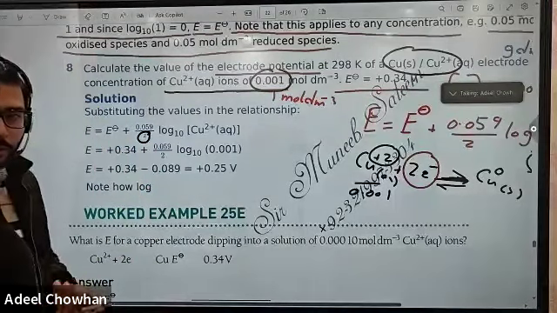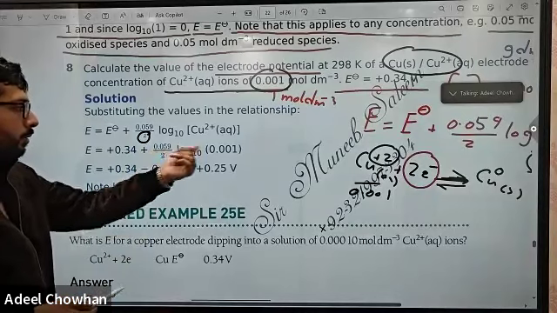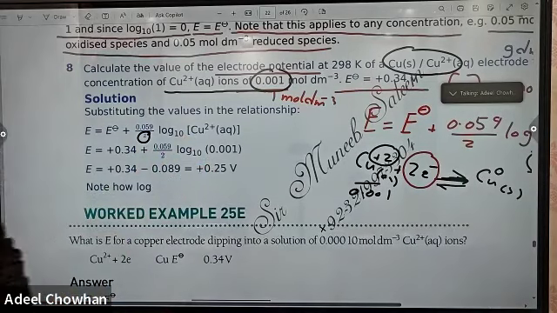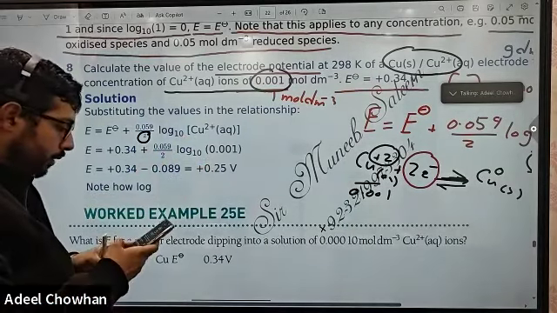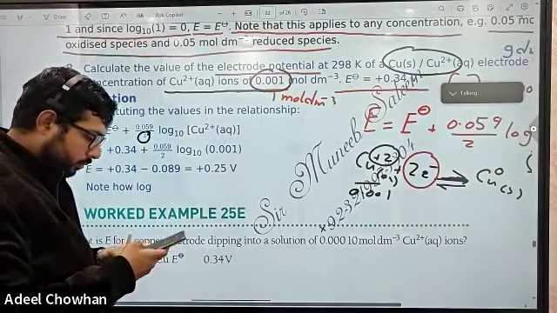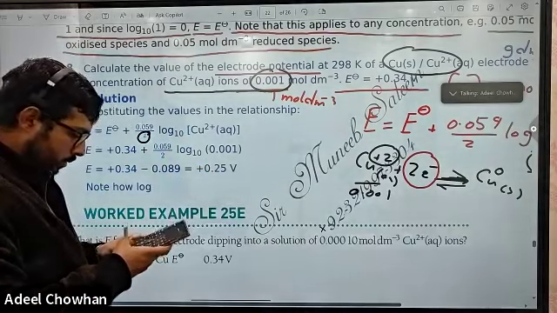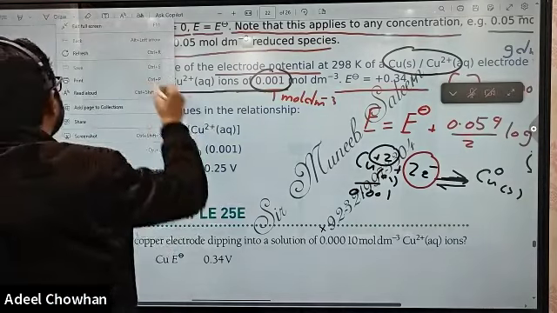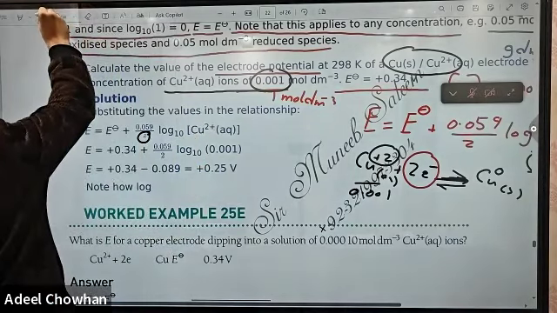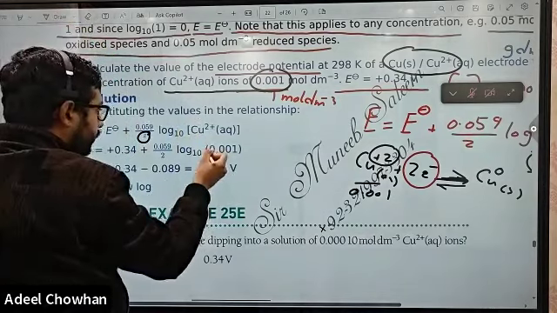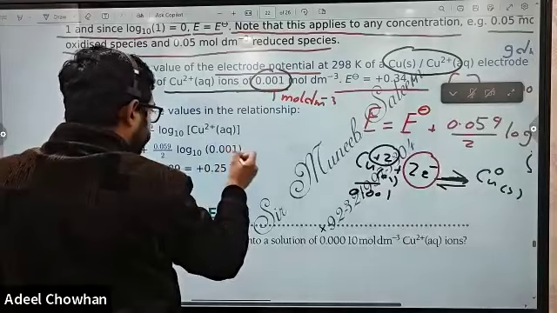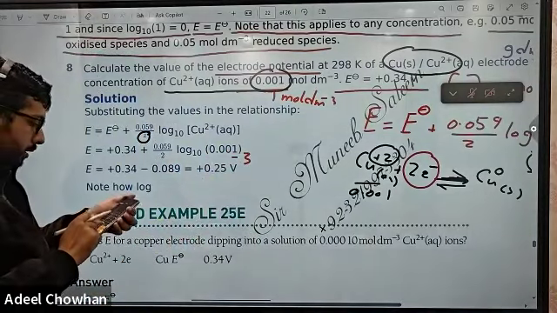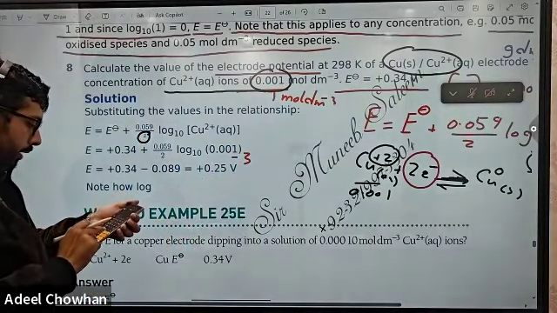If you have a scientific calculator with you, you can find this log of 0.001. That will be multiplied with the value of 0.059 divided by 2. So log of 0.001 gives me -3. Now this -3 must be multiplied with 0.059 divided by 2.